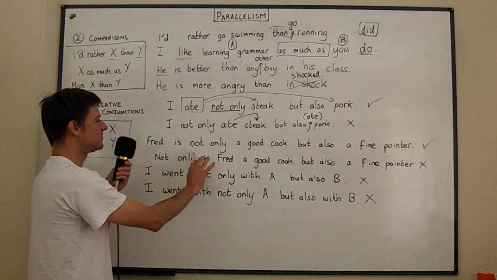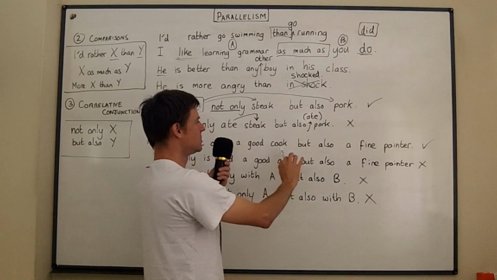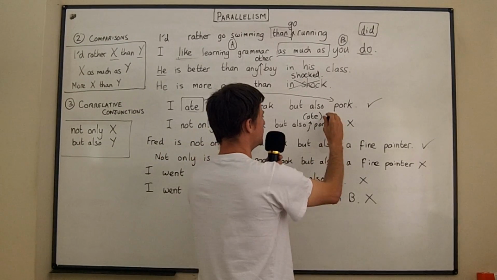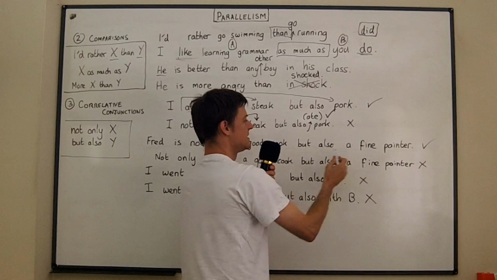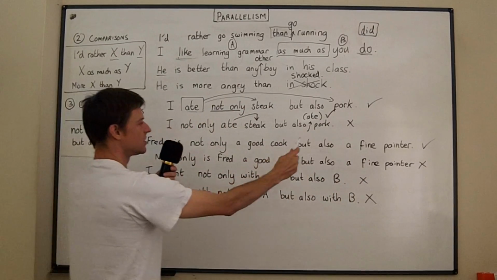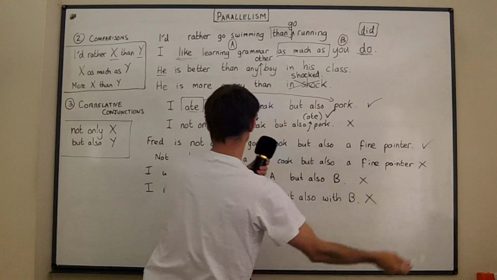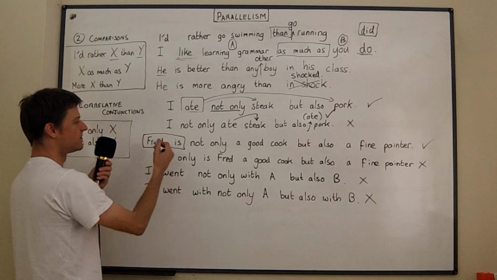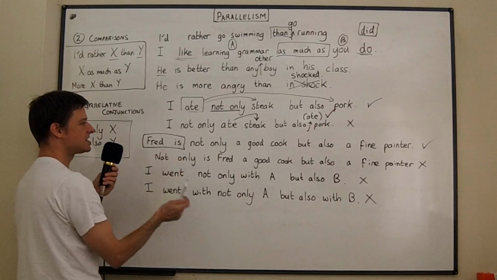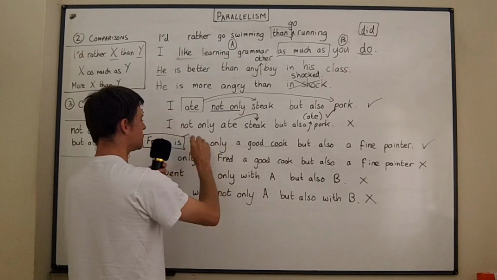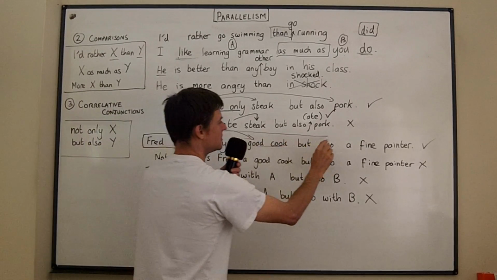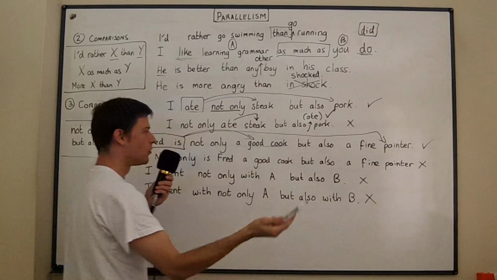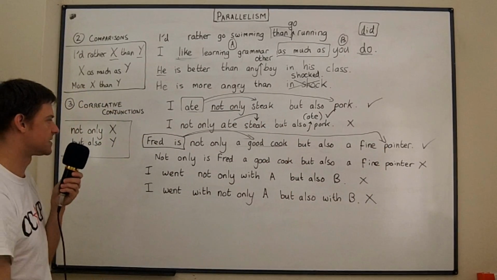Okay, Fred is not only a good cook but also a fine painter. Let me just remind you that's correct. Okay, not only a good cook but also a fine painter. Now this is correct because we've got Fred on this side of the not only, and so Fred refers to a good cook and it refers to a fine painter. All good, that's all excellent.